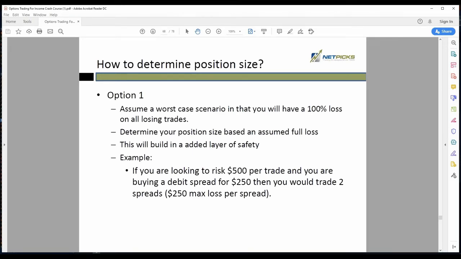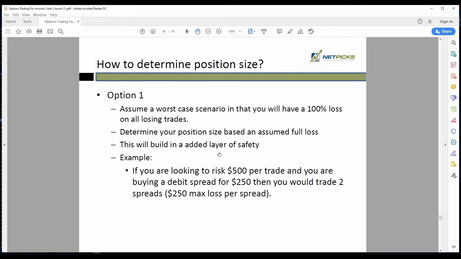You're going to respect that stop and take the partial loss, right? So you can use that, but if you're conservative like me, building in that added layer of safety, you're factoring your position size based on the assumption that you're going to take a full loss. So if you're risking $500 per trade, okay, you can position yourself.